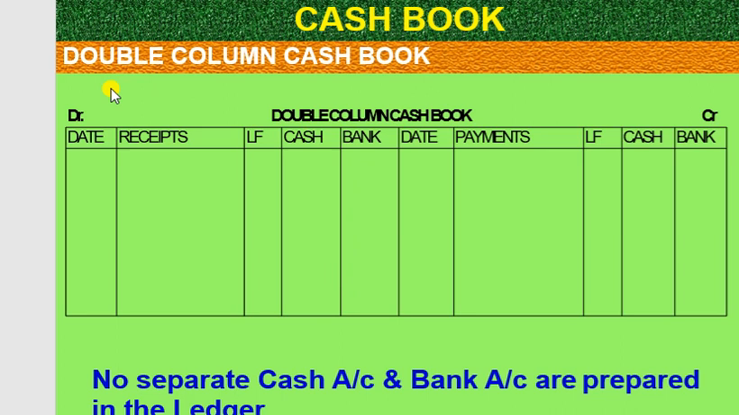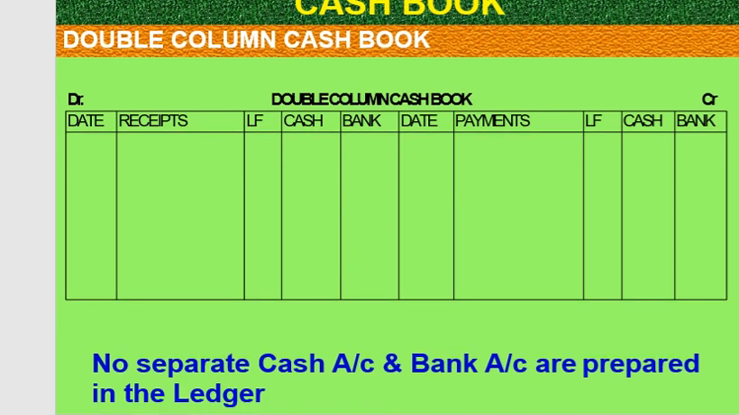So the double column cash book format: on the debit side, date, receipts, ledger folio, cash, bank. This is the credit side: date, payments, ledger folio, cash and bank. So all payments will be written on the credit side and all receipts on the debit side. All check payments will be written on the credit side. A check received and deposited on the same day, we will write on the receipt side. If it is deposited on another date, we will write "To check in hand" on the debit side.